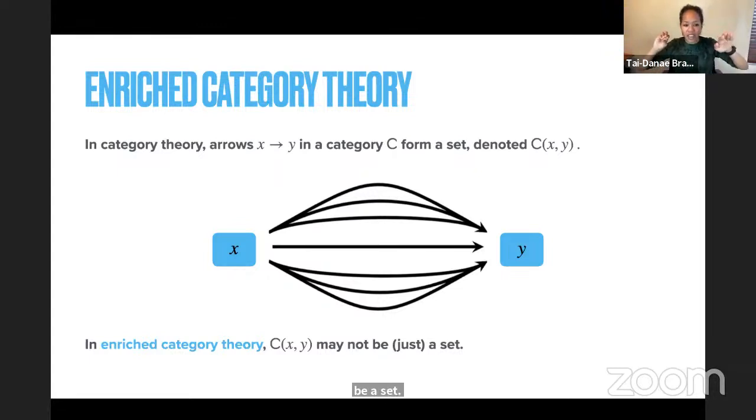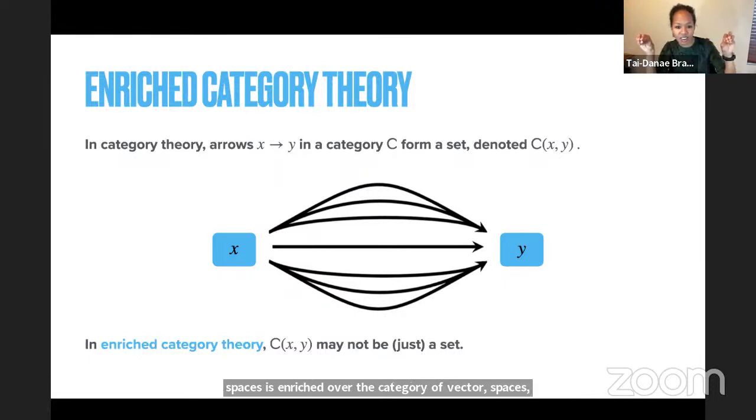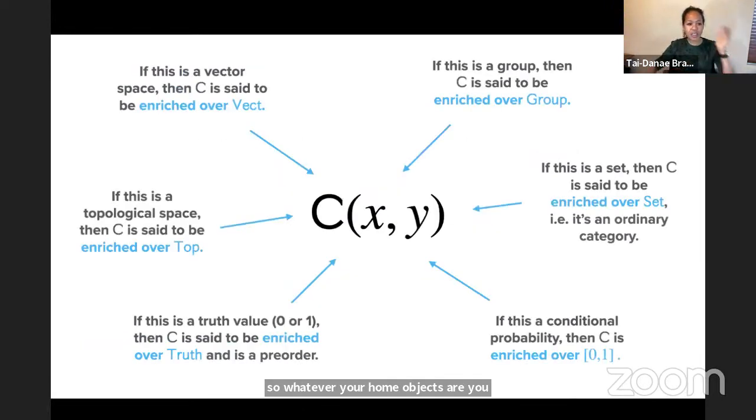Well, think about it. If x and y are vector spaces, then the set of all linear transformations from x to y is also a vector space. It's not just a set. You can add linear transformations, you can scalar multiply them. So the Hom set is a set with additional structure. It's actually a vector space. In that case, one says the category of vector spaces is enriched over the category of vector spaces. Whatever your Hom objects are, you say your category is enriched over that. If your Hom set is a vector space, you say your category is enriched over the category of vector spaces. If your Hom set is actually a group, you say your category is enriched over the category of groups.